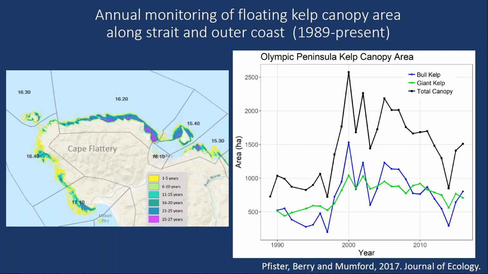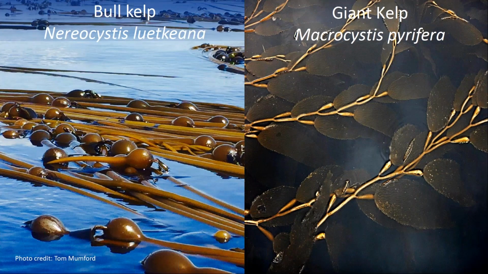Next slide. Oh, and I would like to mention one other thing, which is giant kelp is only present in our system on the outer strait and outer coast. So most of Puget Sound is just bull kelp in terms of floating kelp.